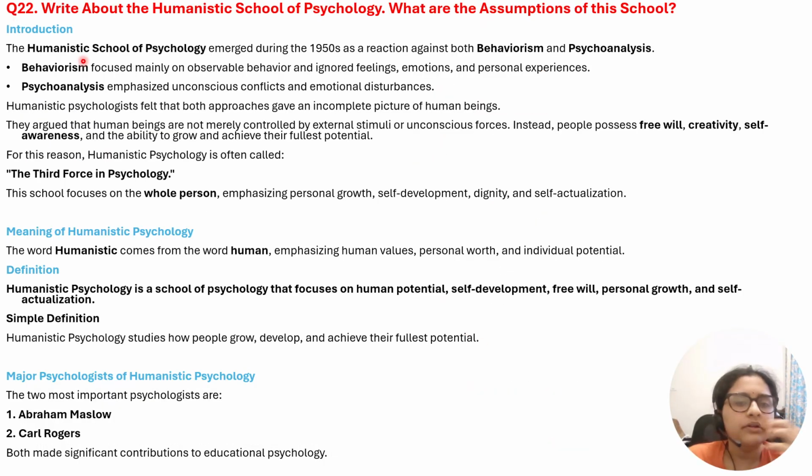Then look, the last question is about the humanistic school of psychology. What are the assumptions of the school? It is a reaction against behaviorism and psychoanalysis. Okay, behaviorism focused on external observable behavior. Psychoanalysis dealt with the internal processes. Okay, it dealt with unconscious conflicts and emotional disturbances. Humanistic psychology felt that both approaches are incomplete pictures of the human being.